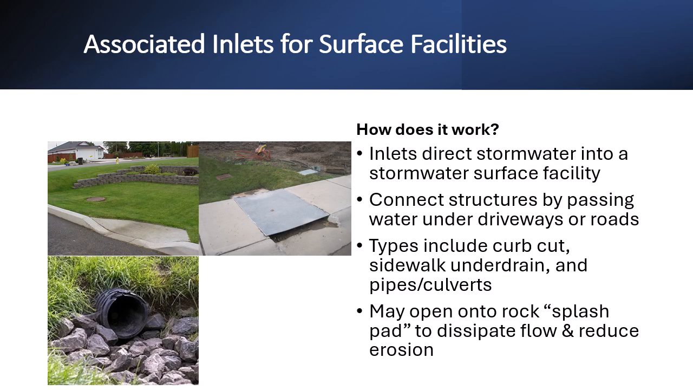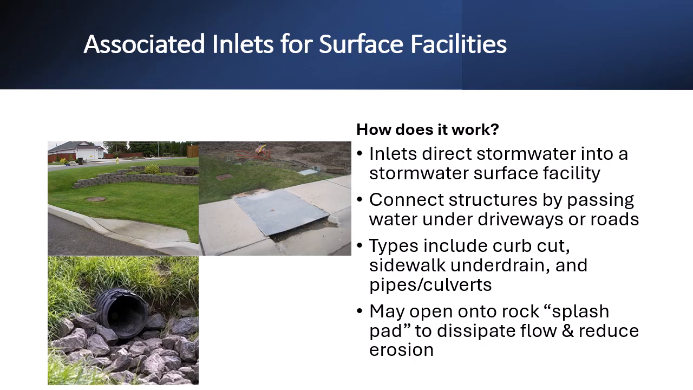There are a variety of inlet structures that are used in association with the surface stormwater facilities we've just discussed. These inlet structures include curb cuts, sidewalk under drains, and pipes or culverts of varying sizes and materials. Curb cuts and sidewalk underdrains are typically associated with swales and bioretention facilities. Pipes or culverts are typically associated with stormwater ponds. Inlets are used to direct stormwater into a surface facility.